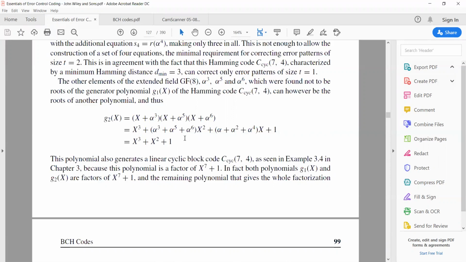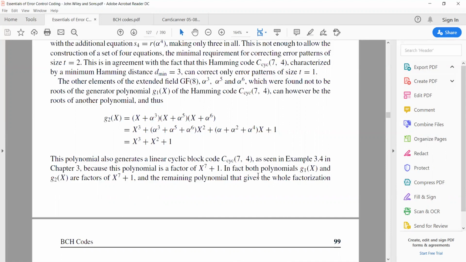But in case of determining two errors in the received code, we need a minimum of 4 equations, but we have only 3 equations, considering the roots alpha, alpha square, and alpha to the power 4. Okay, we need another one. So here it is written that this is g2x, and this was g1x. So g1x and g2x, these two are both factors of x to the power 7 plus 1.